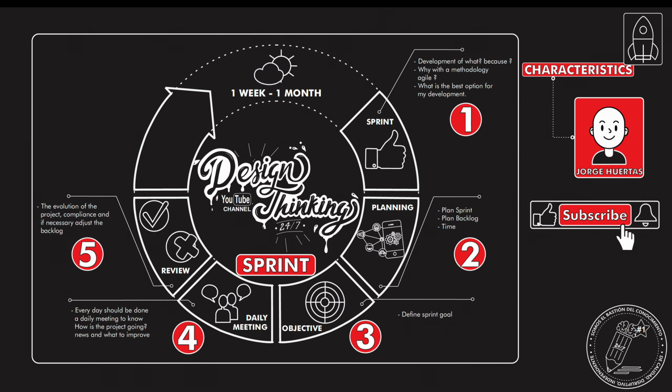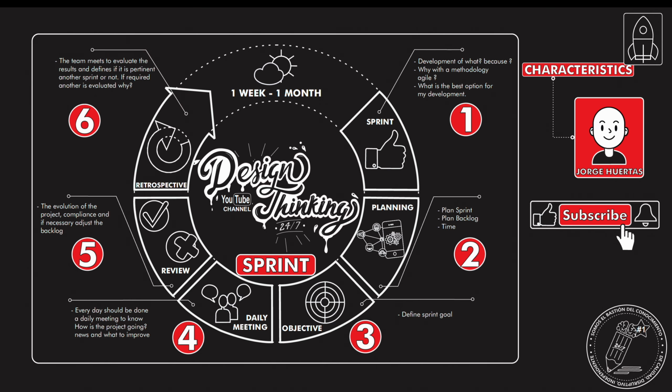Of course, you need to review the reach of the process, and you need to see the evolution of the project and whether everything is going in the correct way. You have to have a retrospective. The team meets to evaluate the results and whether another sprint is pertinent. It's extremely important because here you have defined the backlog. Each one of the members knows what the tasks are, what they need to do every single day. That takes a while, but after that, each one of the members knows what they have to do.